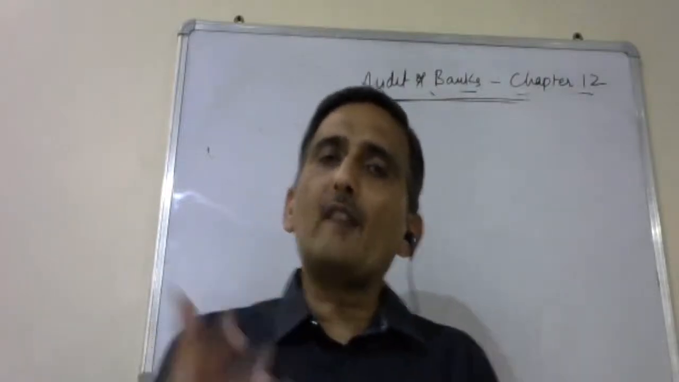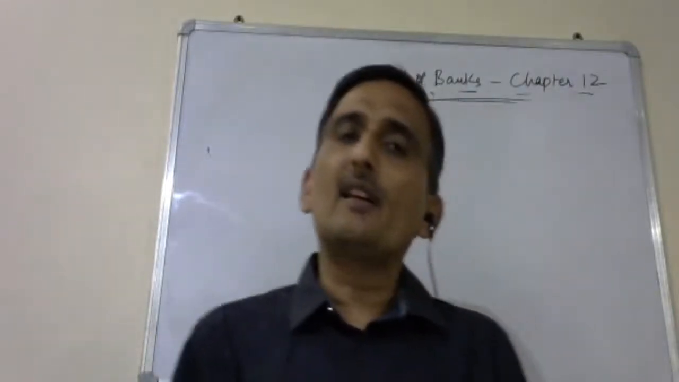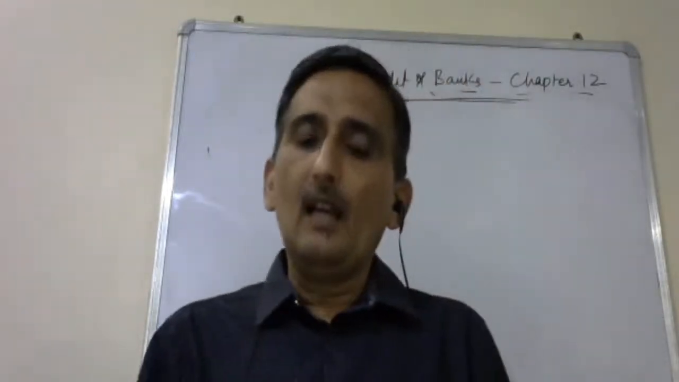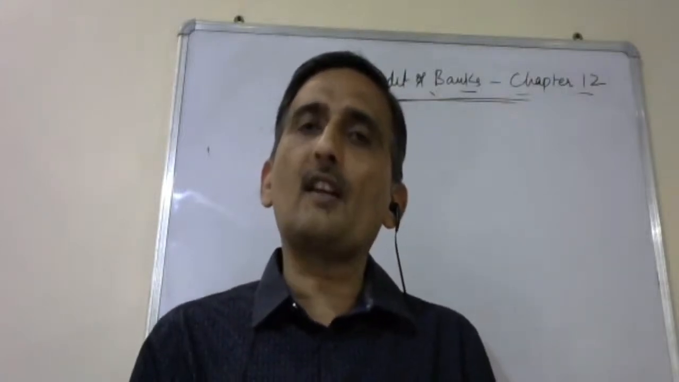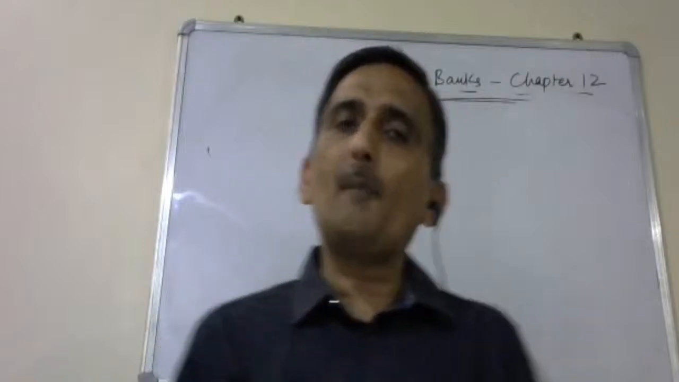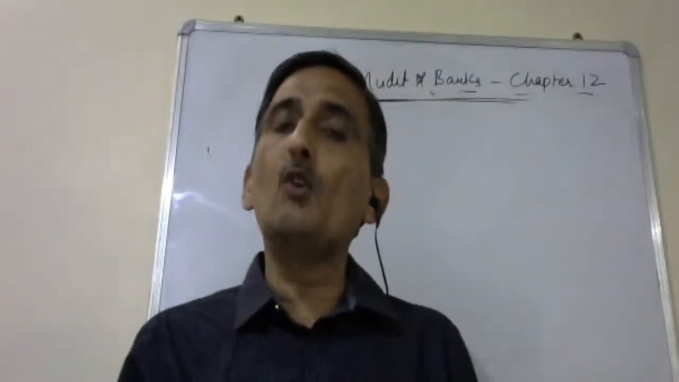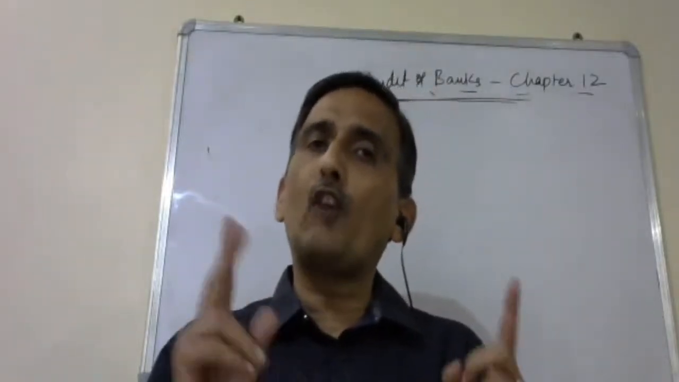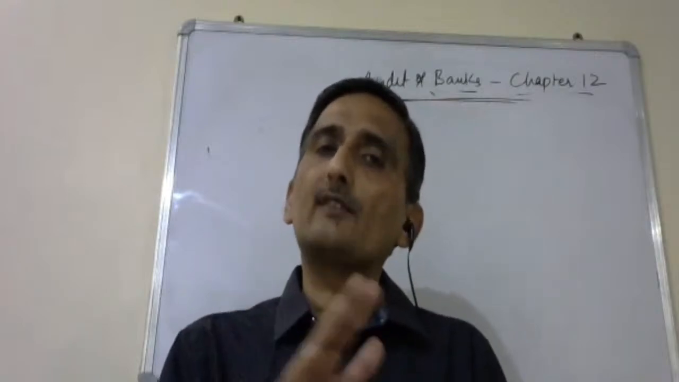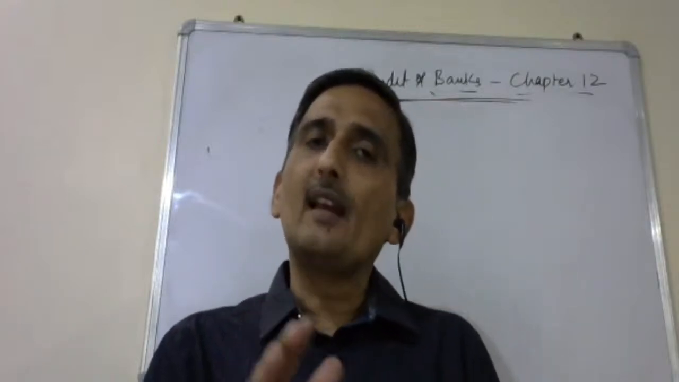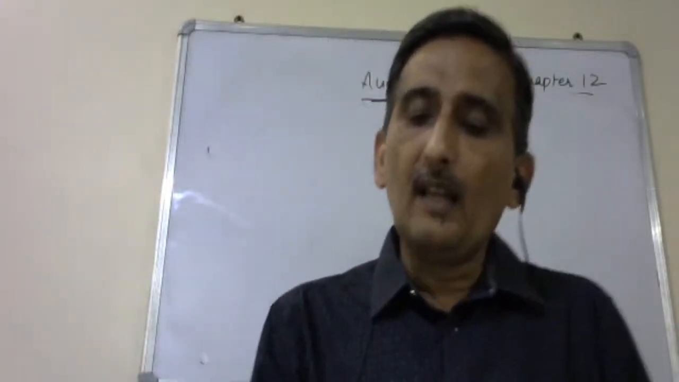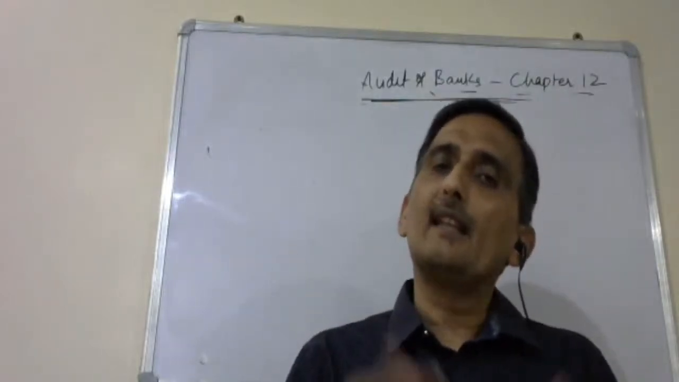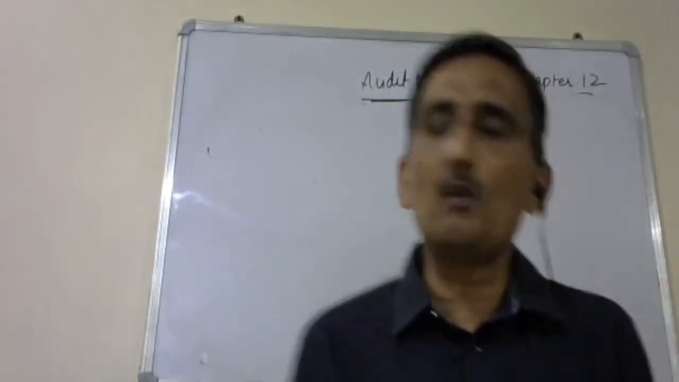Okay, so what are the NPA norms relating to short duration crops and long duration crops? A loan granted for a short duration crop is treated as NPA if an installment of principal or interest remains overdue for 2 crop seasons. And in case of a long duration crop, if the interest or principal remains overdue for 1 crop season, then it becomes NPA. So this much only you have to remember.